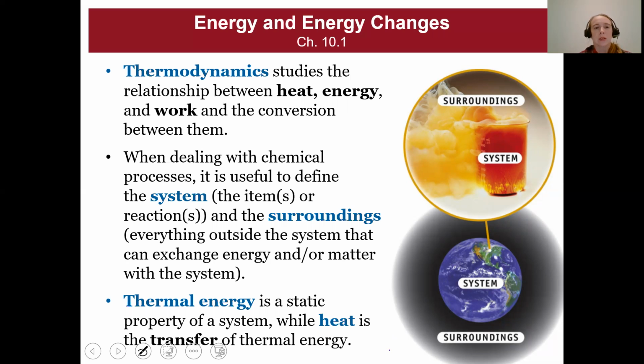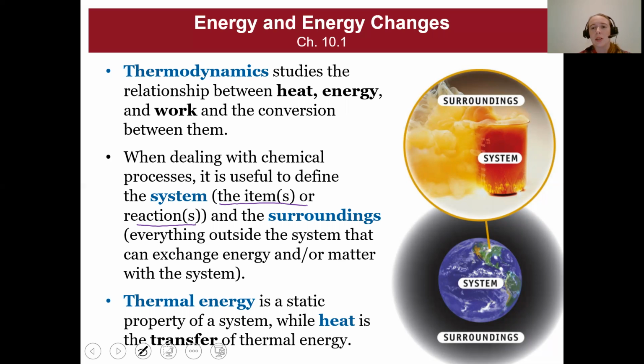But when we're talking about chemical processes, chemical reactions, it's useful to define the system, which is the item or items or reaction or reactions that are happening. So the things of interest, I would say, and the surroundings, which is everything else, literally everything else. So everything outside of the system that can exchange energy and or matter with the system.